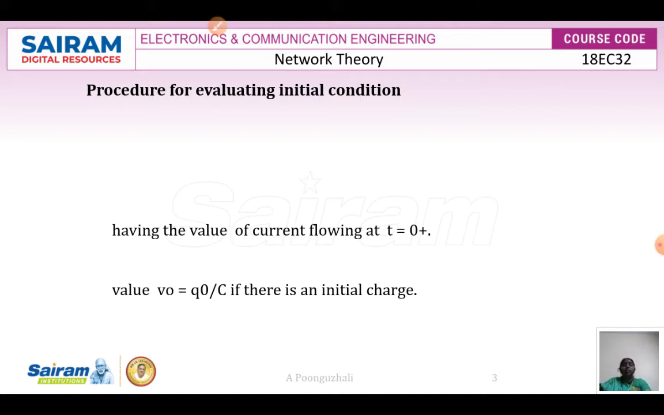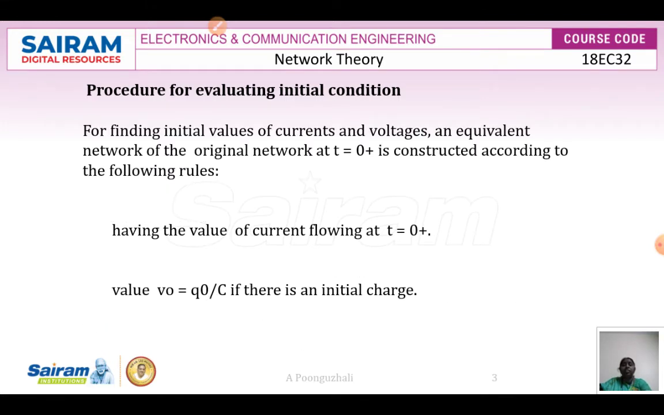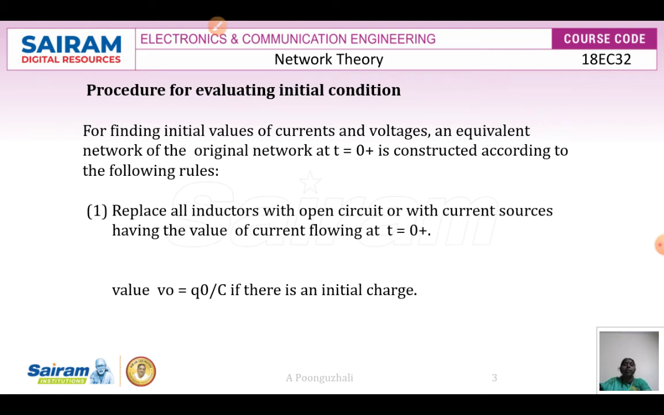To evaluate the initial conditions, that is, to find the voltage and current in the circuit, we draw an equivalent network at t = 0 plus. First step: if there is an inductor, for the initial conditions it behaves like an open circuit. So replace the inductors with an open circuit, or, if there is an initial current in the inductor, with a current source having the value of that initial current, drawn at t = 0 plus.